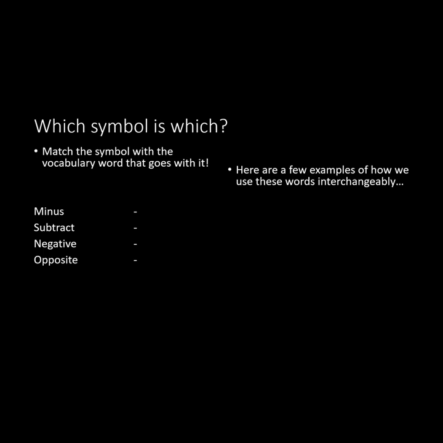On the right, let's take a look at a few examples of how we use these words interchangeably. So the most common way to say this is probably 9 minus 6, but you could also hear 9 subtract 6 or subtract 6 from 9. Next one is the same problem, but written a different way. And in this other way of writing it, we would use the words negative and opposite. So 9 plus negative 6, or 9 plus the opposite of 6.